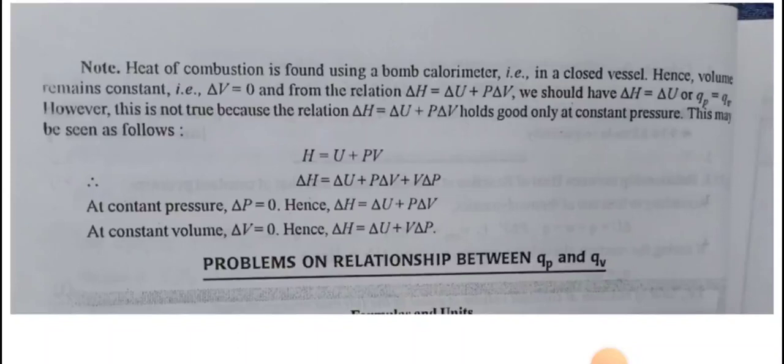This may be seen as follows: H is equal to U plus PV, so delta H is equal to delta U plus P delta V plus V delta P. At constant pressure, delta P is equal to 0. Hence, delta H is equal to delta U plus P delta V. At constant volume, delta V is equal to 0, hence delta H is equal to delta U plus V delta P.